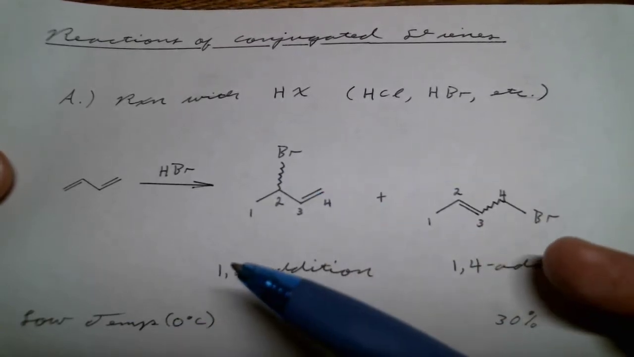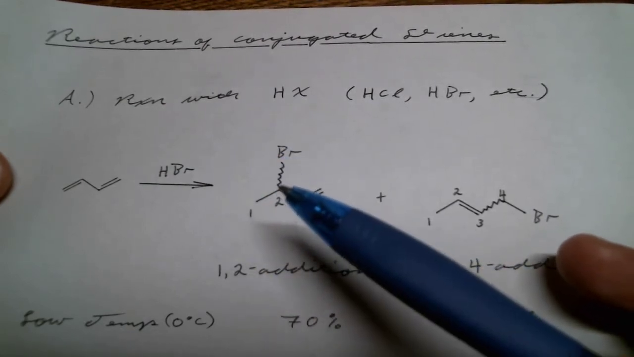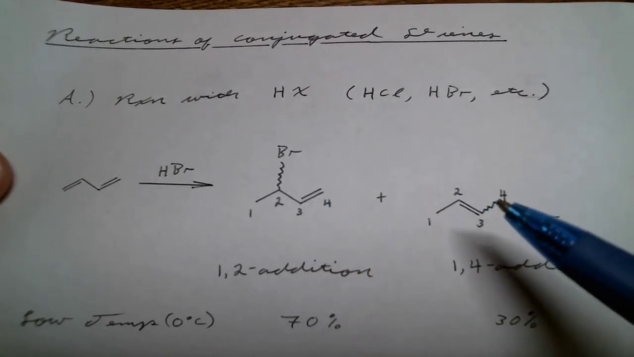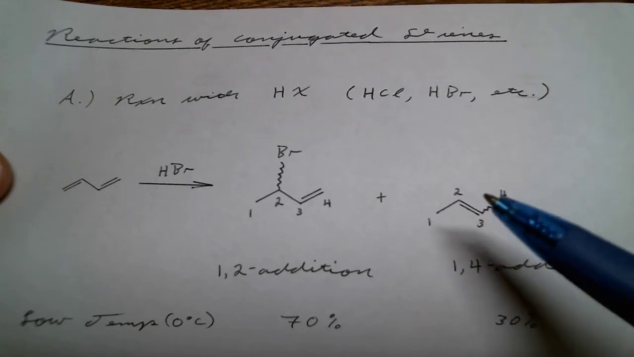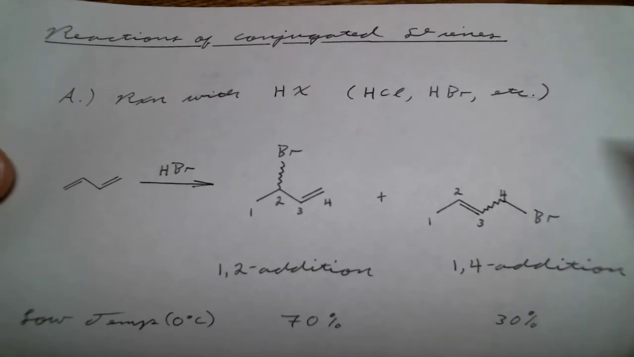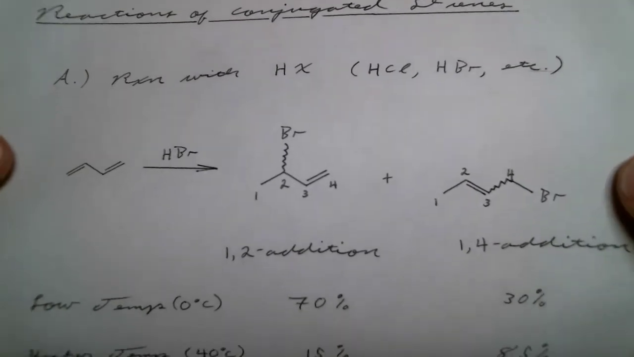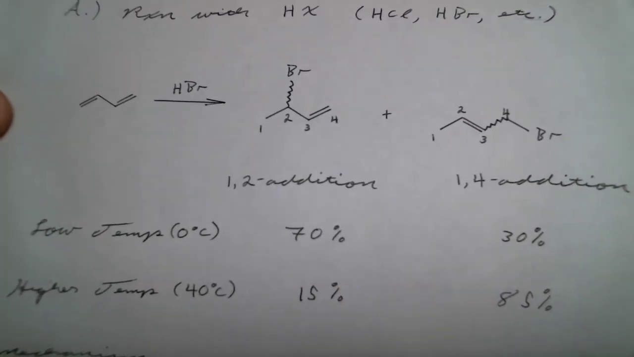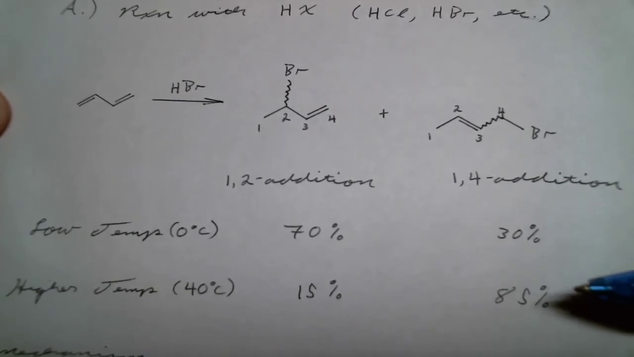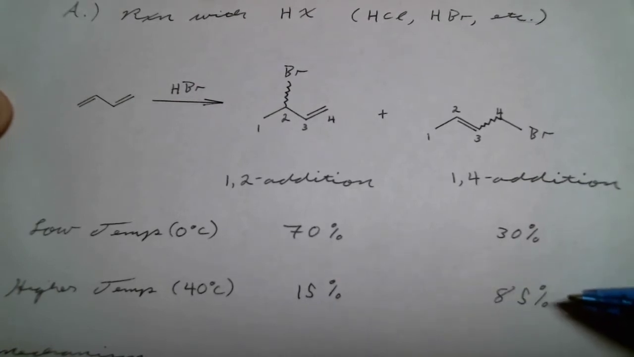At low temperature, we prefer this 1,2 addition, 70%, right? We'd say this is under kinetic control because the secondary allylic carbocation is more stable than the primary allylic carbocation that this is produced from. This is 1,4 addition. We see 30% at low temperature. However, we know that this is the thermodynamically lower in energy alkene, and it is favored at high temperature, which makes sense because generally at higher temperatures, we tend to favor thermodynamic products. Here, 1,2 addition is 15%, and 1,4 addition is 85%.